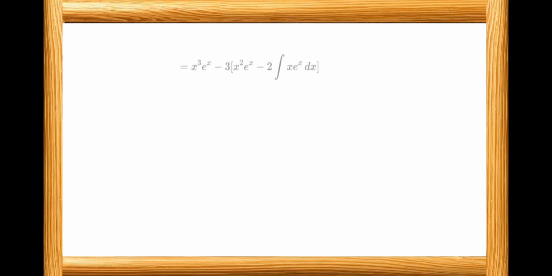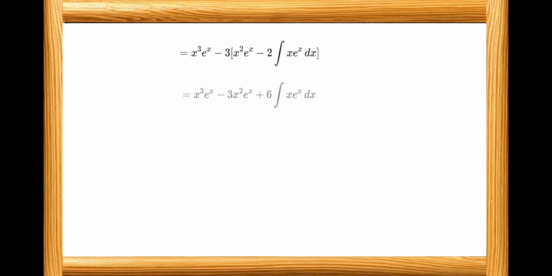In step 8 we distribute the constant negative 3 to both terms. This results in x cubed times e to the x minus 3 times the quantity x squared times e to the x minus 2 times the integral of x e to the x dx. In step 9, after we distribute the constant -3 and since we still have an x term, we perform a third round of integration by parts. We have x cubed times e to the x minus 3x squared times e to the x plus 6 times the integral of x e to the x dx.